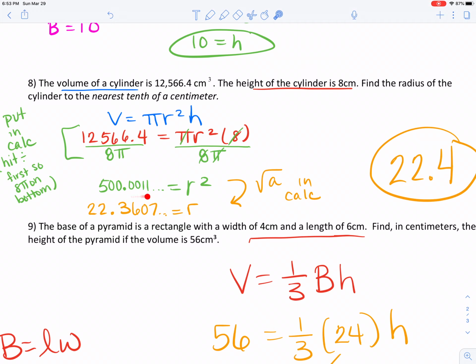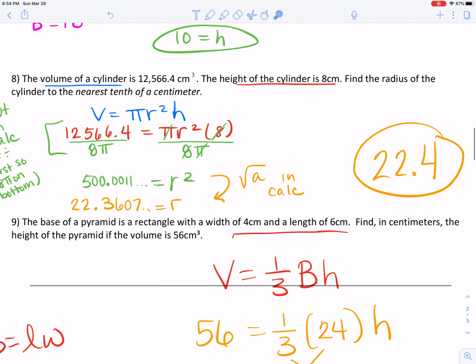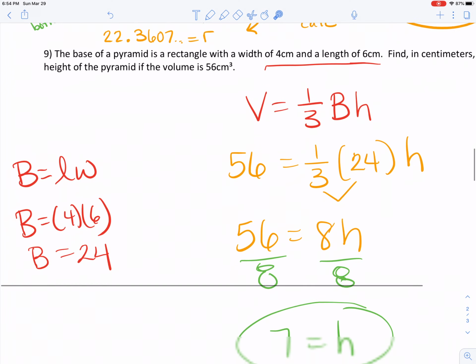You need to take the square root of that exact value to get R. That's how you undo the squared. So I put in the calculator the square root of A because this number was assigned A. If this number was assigned a different letter, then put the square root of that letter. Got this number, which I rounded to the nearest tenth, and got 22.4 as the final answer.